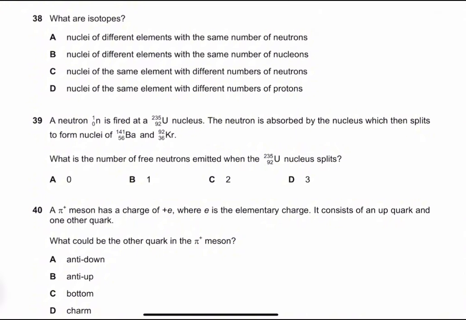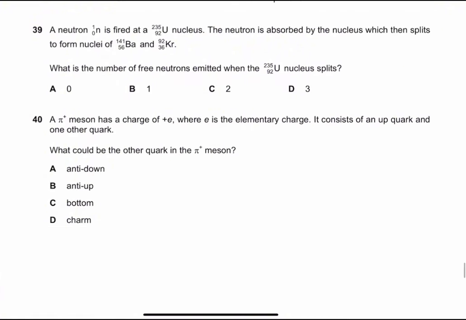Moving on to question 38. What are isotopes? Isotopes are nuclei of the same element with a different number of neutrons. It's not nucleons. Nucleons involve both neutrons and protons. So they have the same number of protons, but a different number of neutrons. So the answer is C.